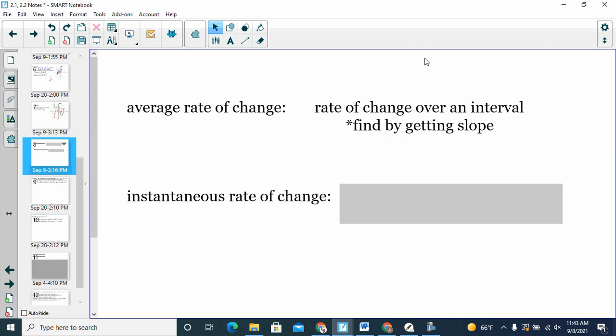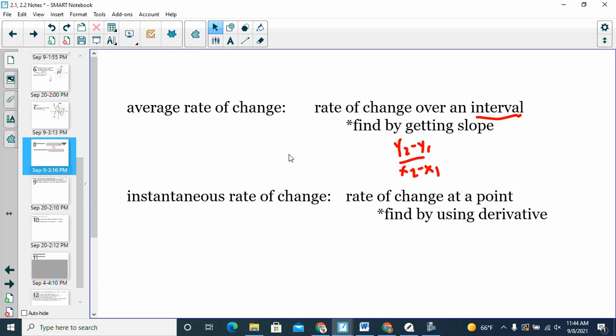That's an algebra problem. That's y2 minus y1 over x2 minus x1. Because we have an interval, you have 2 points, so for the slope between 2 points, we're just using the slope formula. For instantaneous rate of change, now I want the rate of change at 1 point. Because I only have 1 point, now I need to use the derivative to find it.